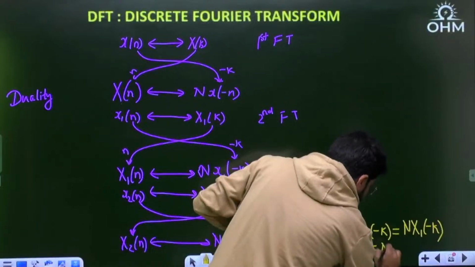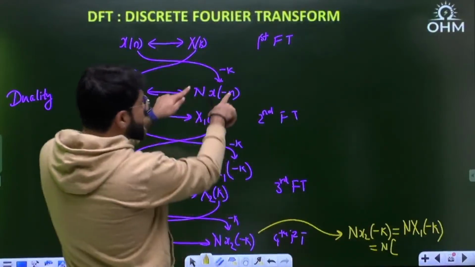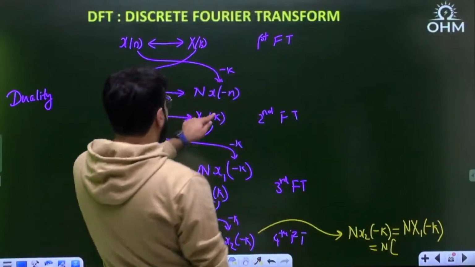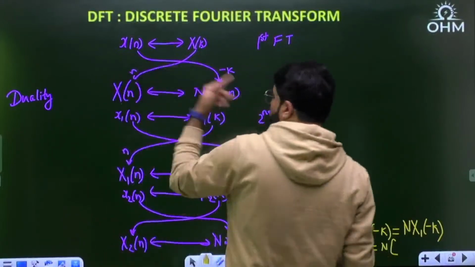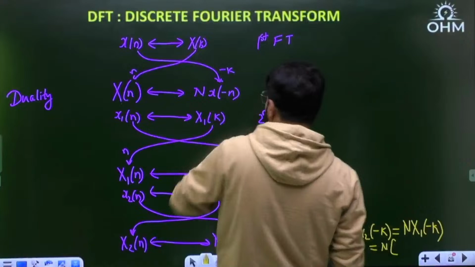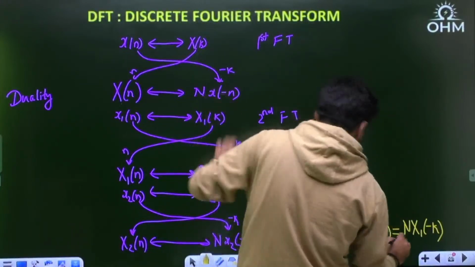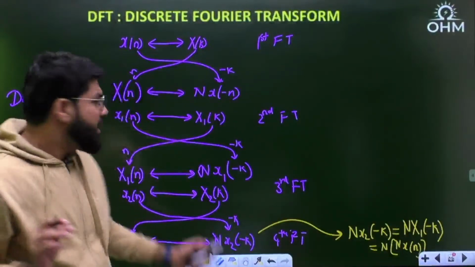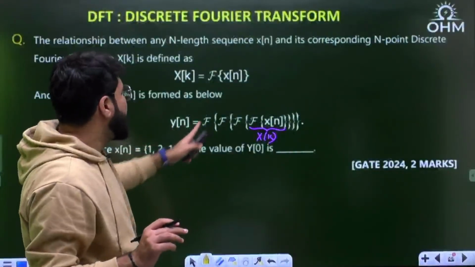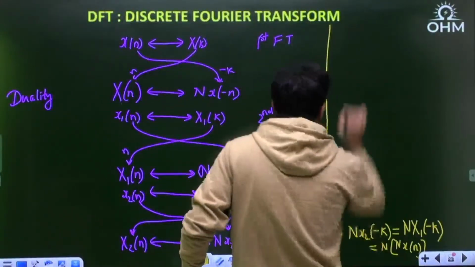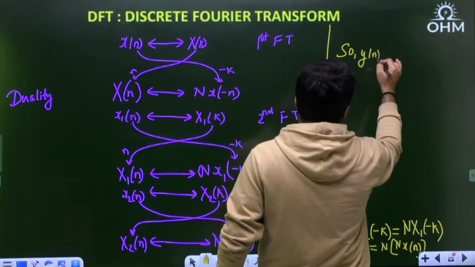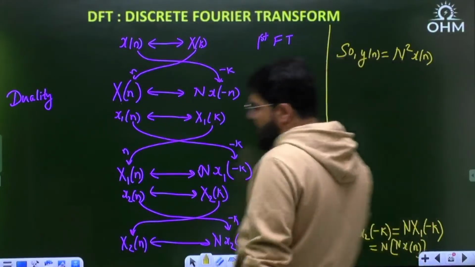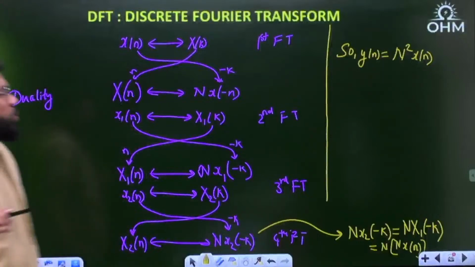See here, any doubt you ask me then. This is X1k. What is X1k? N x of minus n. So what is x of minus k? X1 of minus k. If you place minus k here, folding in time is folding in frequency. So minus k here, so here it should be plus n. So capital N and x of plus n. And what is the fourth DFT? They call this fourth DFT yn. That means my signal yn is equal to N into N, that is N square xn. My signal yn is N square xn.